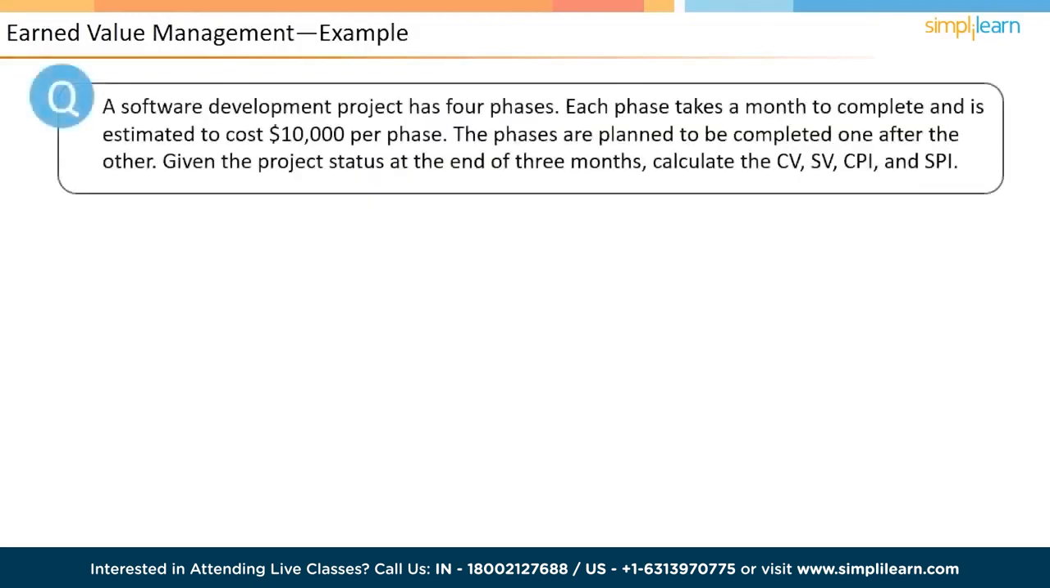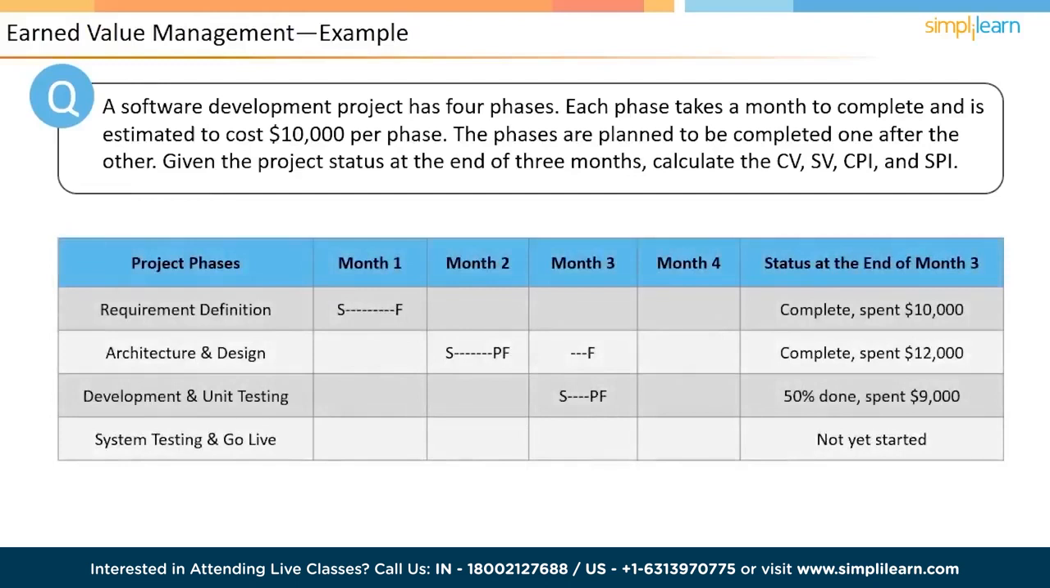Let us take the example of a software development project. There are 4 phases, and each phase takes a month to complete and is expected to cost $10,000. The phases are planned to be completed one after the other. The status of the project at the end of the month 3 is summarized in the table.